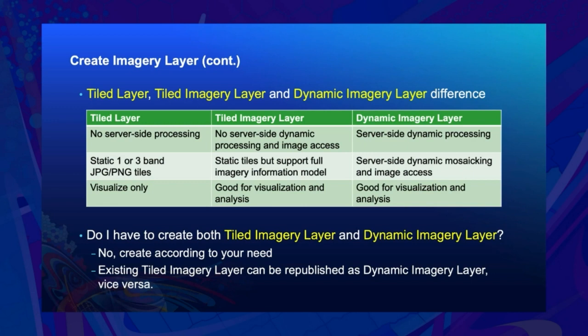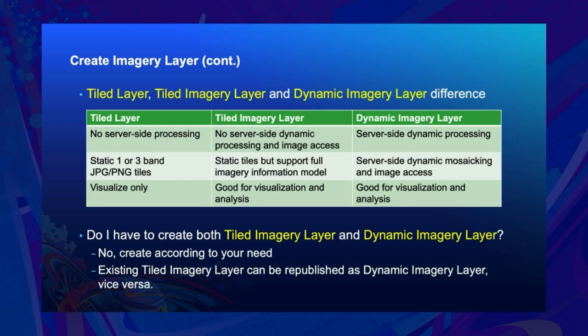Now with the new imagery capability, you can create tile imagery layers and dynamic imagery layers. The difference between these two types of layers is based on the functionality they offer. For the tile imagery layers, the data that the tile imagery layer refers to is actually this cloud raster format raster dataset. When you create the tile imagery layers, there is also no image server behind ArcGIS Online to support this type of data, the cloud raster format data.